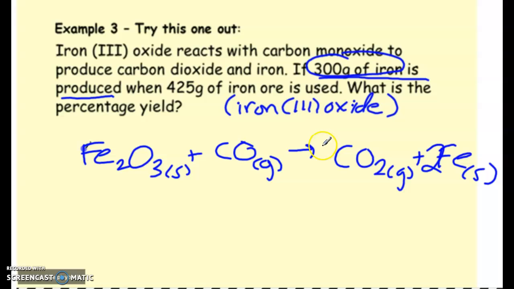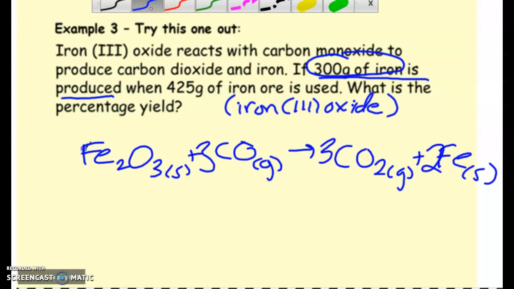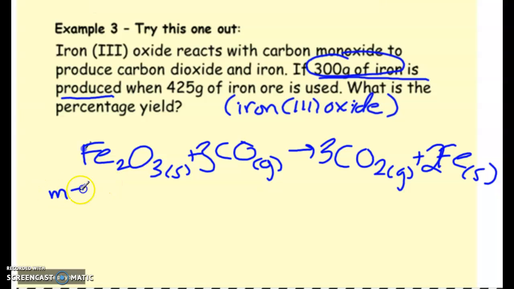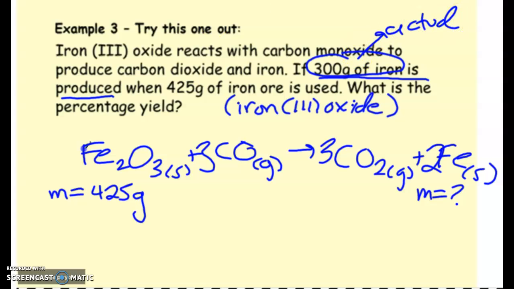Okay, let's see. If we put a 3, so sometimes you need to do kind of trial and error here to see what you get. So here this will give us 6 oxygens. So if we put a 3 here, we get 3 plus another 3. We'll still have 6 oxygens and now 3 carbons. Okay, here we go. So we have the mass here of being 425 grams. And we want to know the mass of the iron that's produced because we want to compare it to the 300 grams of iron that was made in the real reaction. So this is our actual yield.